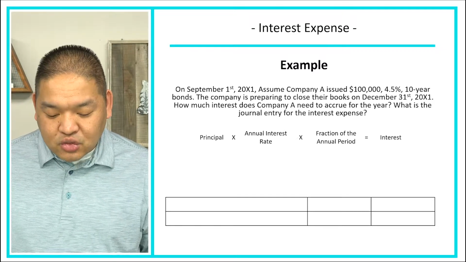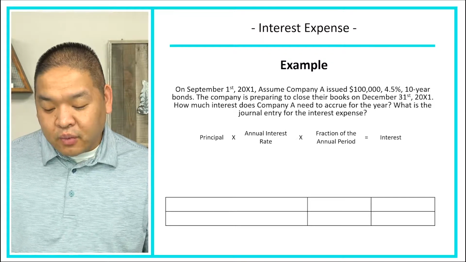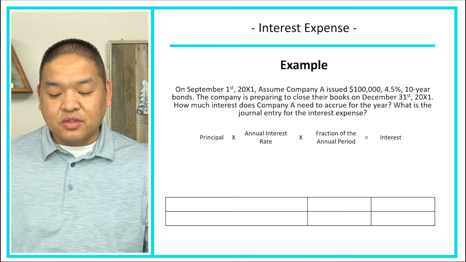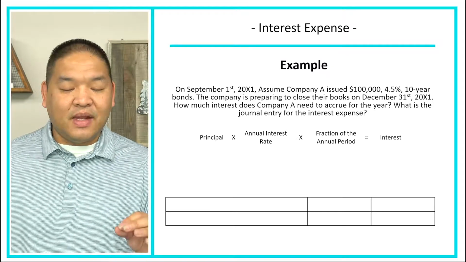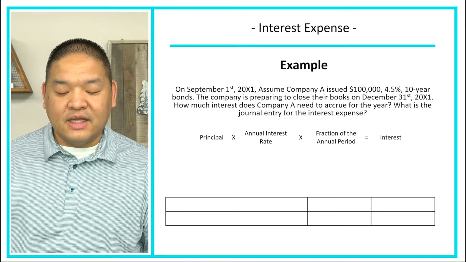On September 1, 20X1, assume company A issued $100,000 4.5% 10-year bonds. The company is preparing to close their books on December 31st, 20X1. How much interest does company A need to accrue for that year? What is the journal entry for the interest expense?